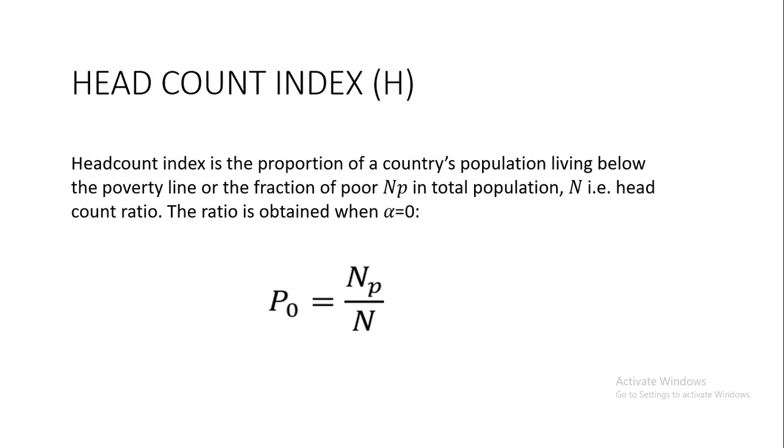So headcount index simply means the proportion of a country's population living below the poverty line, or the fraction of poor in the total population. The ratio is obtained when alpha equals 0. We can calculate it by this equation: P naught equals Np divided by N.